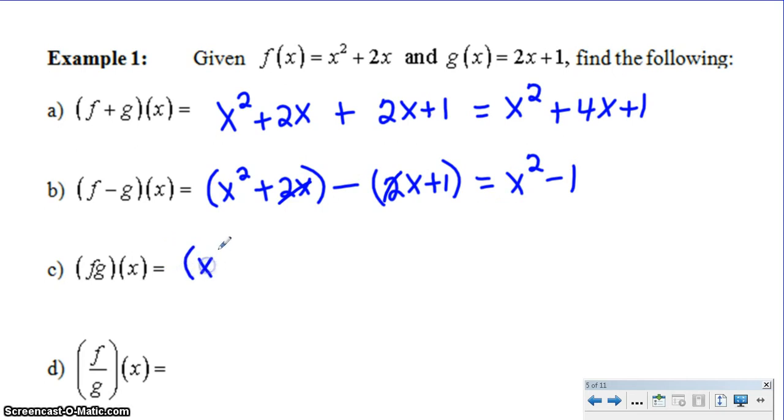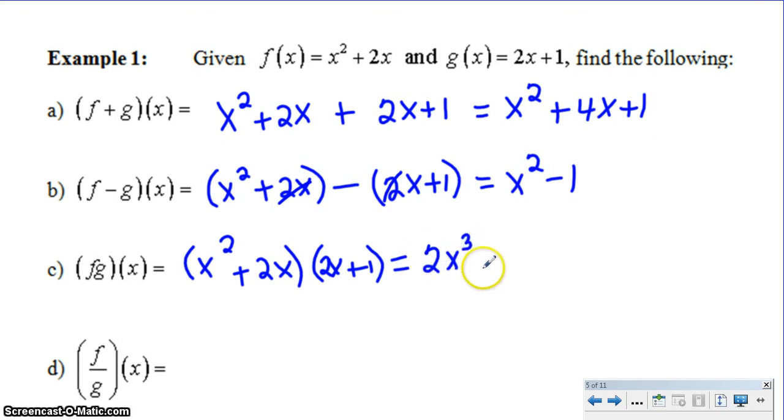When you get to multiplication, just remember, especially in a problem like this where f and g are both binomials, you are going to have to use the FOIL process. So when we FOIL this all out, and I'm going to skip a step here, I'm going to end up with 2x to the third plus 5x squared plus 2x. So this is after I FOIL and combine like terms. Again, it's a polynomial. We have no domain restrictions, so our domain would be all real numbers.